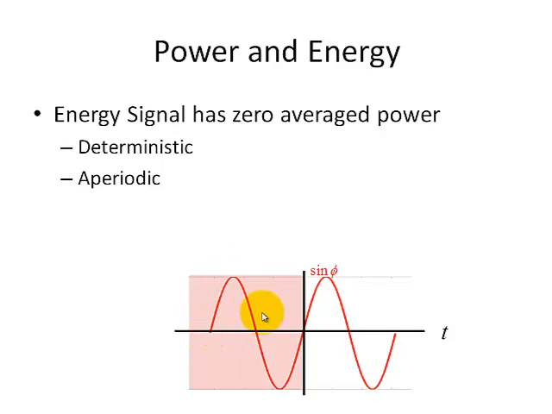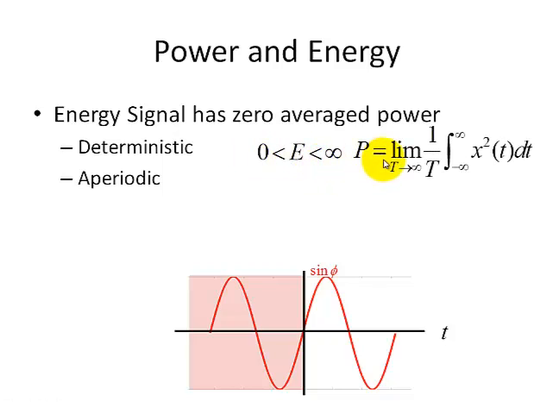Now, when you square this function, we have an area due to this part of the sine wave and an area due to this part of the sine wave. But adding these two areas will be bounded to be less than infinity and greater than 0.